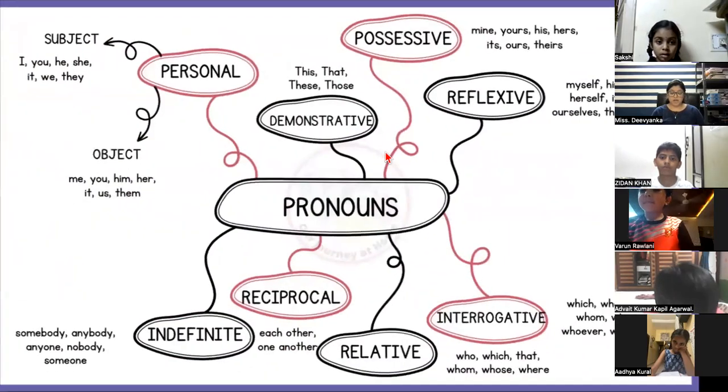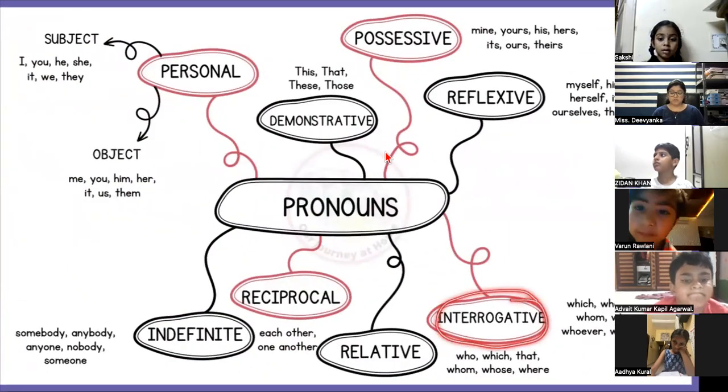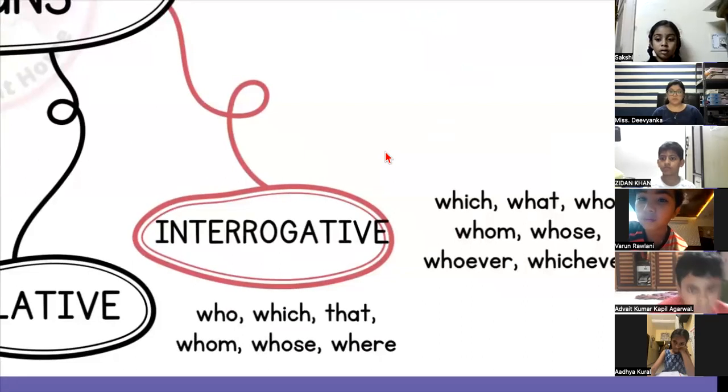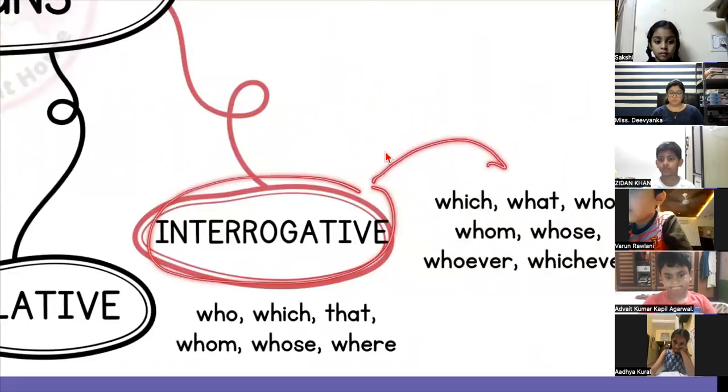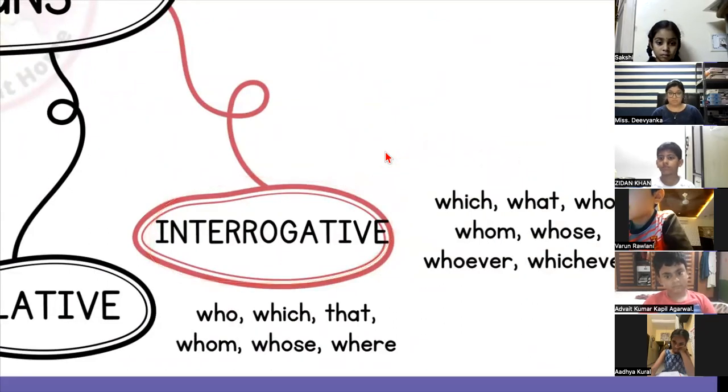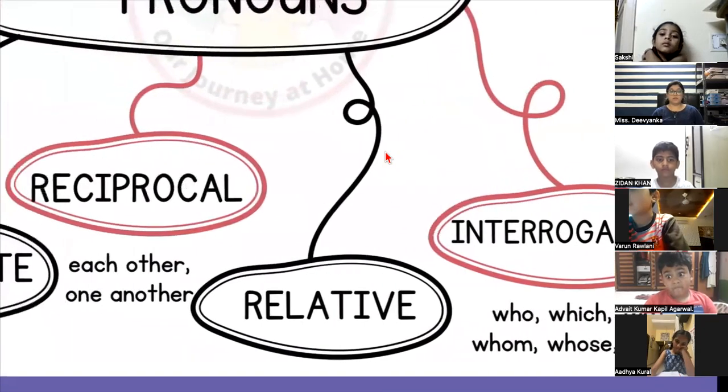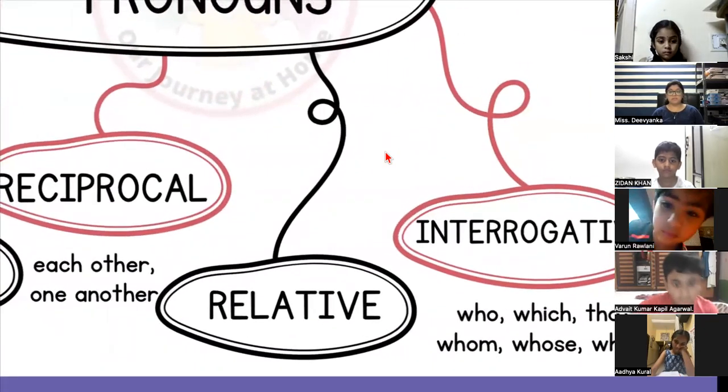Very good. And now also read the interrogative. I'll just zoom in for you again. No, interrogative. It is this one. Which? What? Who? Whom? Whose? Whoever? Whichever. Very good. Advait, can you read me relative pronouns, darling?